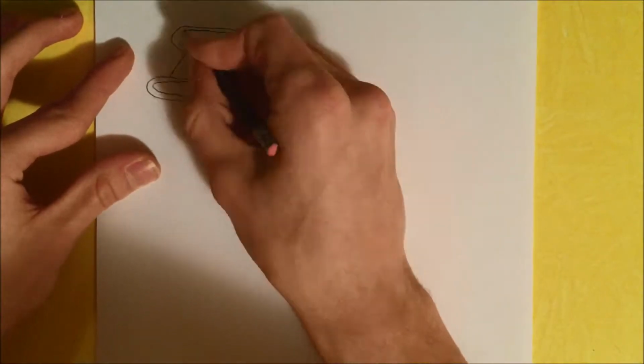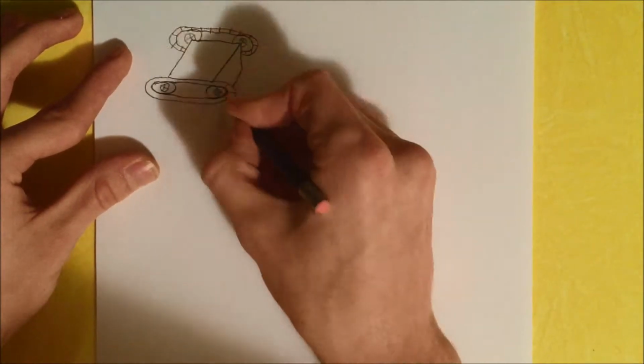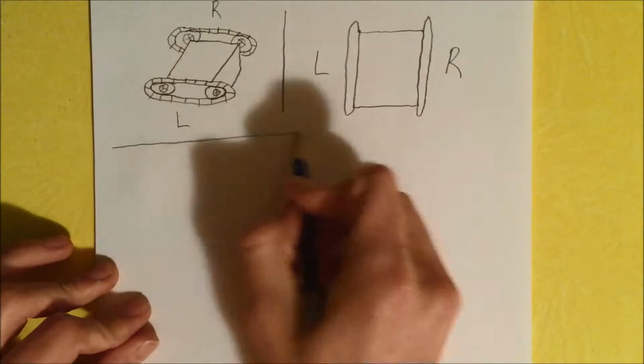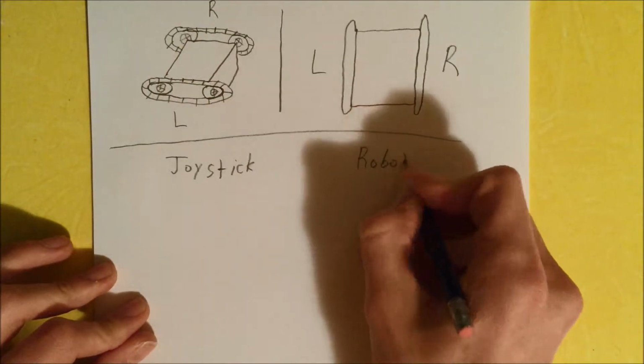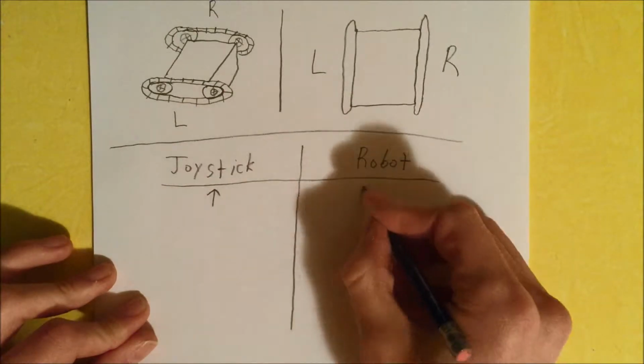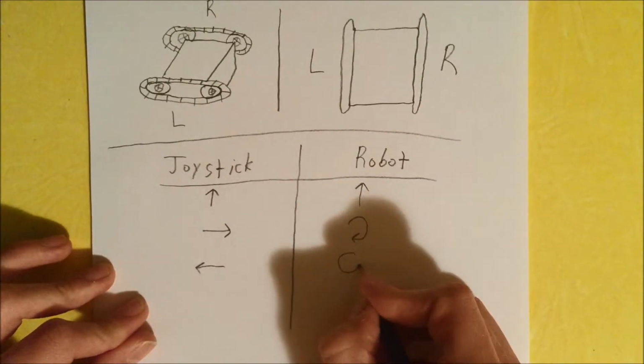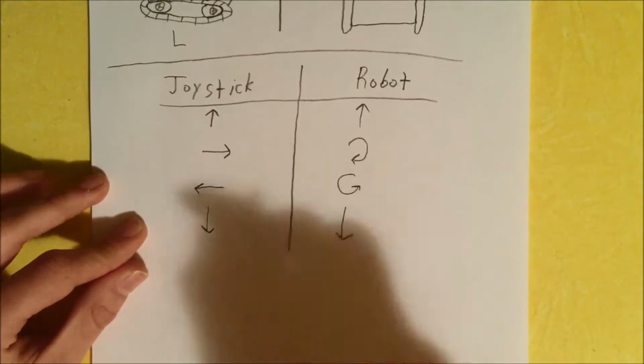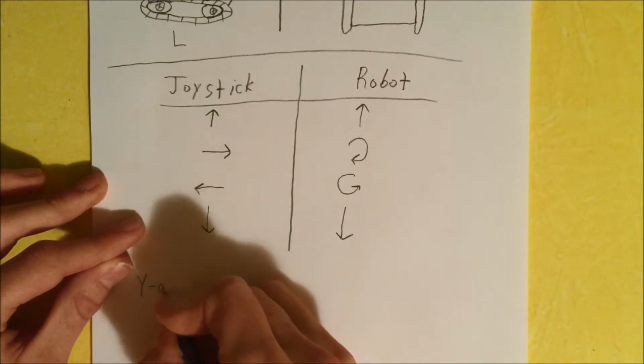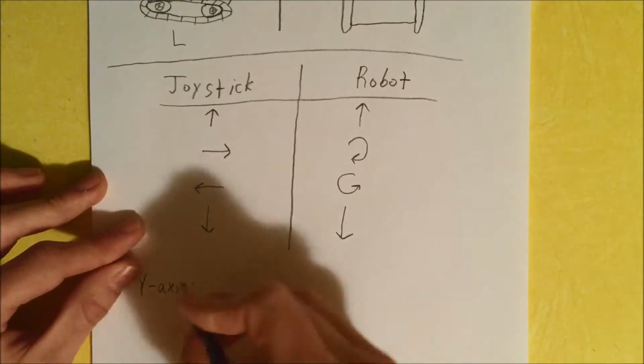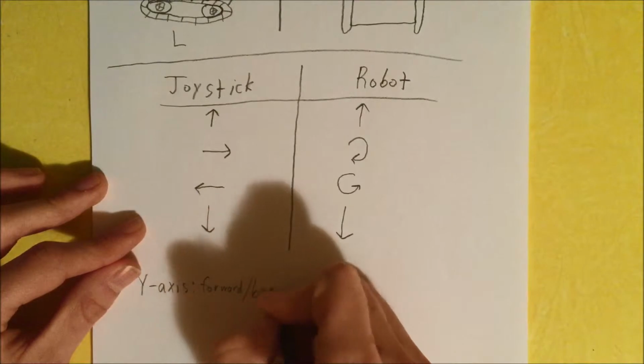Imagine we have a robot as shown and we want to program single joystick controls for it. Now let's think about what that means. It means that if we push the joystick forward, we want the robot to move forward. If we push the joystick to the side, we want the robot to turn, and backwards should make the robot go backwards.